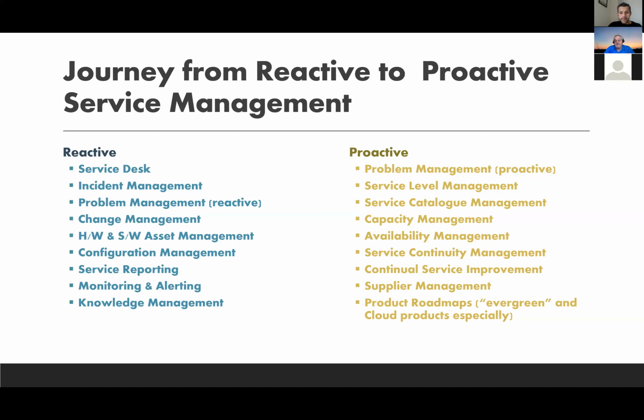Service catalog management can do the same. You could argue that could sit on the proactive and reactive side, and I'm always happy to have a good conversation around where they might sit. Capacity management, so making sure that you've got the right capacity in the right place at the right time for the right cost, for the right reason.